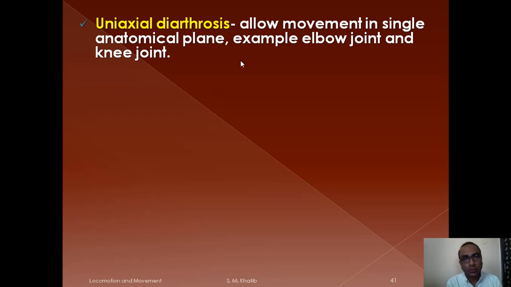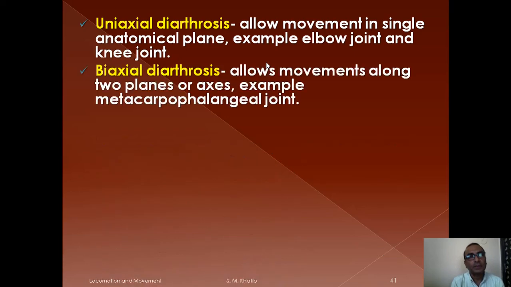Uniaxial diarthrosis. I have told you diarthrosis is synovial joint only. Uniaxial, what does it mean? Allow movements in a single anatomical plane. For example, elbow joint and knee joint. Single plane, okay? In one plane only, the movements are allowed. So that is what is called uniaxial diarthrosis. Mainly the hinge joints come in this.